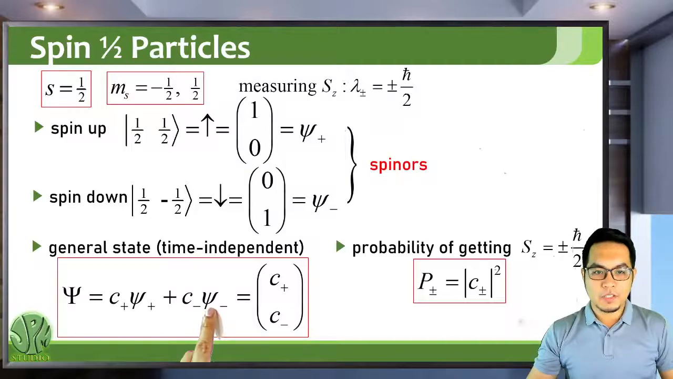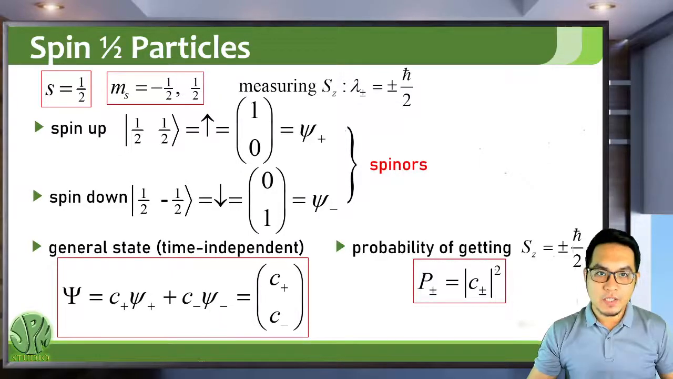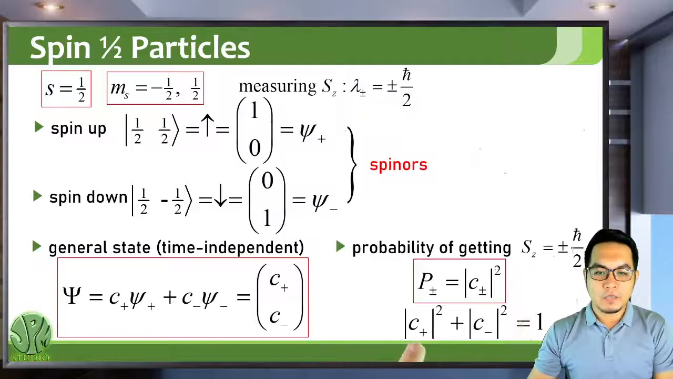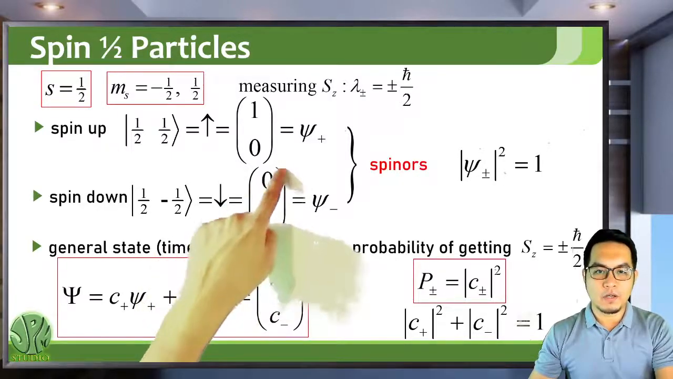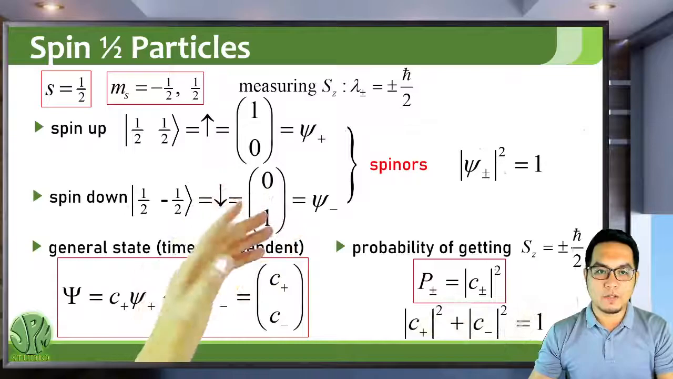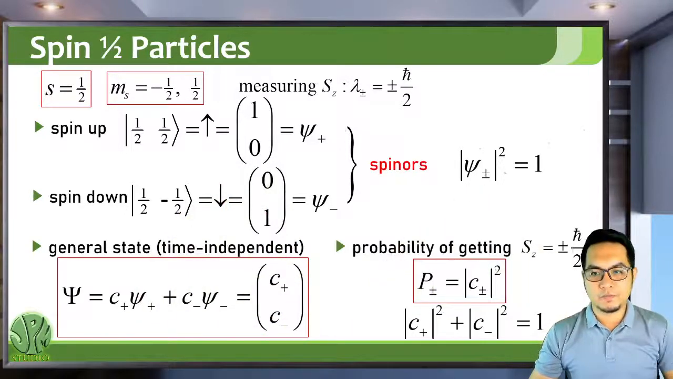This is because these wave functions, these time independent states, are the eigenfunctions for S z, which happen to also be the eigenfunctions for S squared, since they share the same eigenfunctions. Of course, you get a total probability, c plus squared plus c minus squared, equal to 1. This is the normalization condition. Again, the assumption here is that your spinors, your wave functions, are normalized, so their absolute value squared is 1.